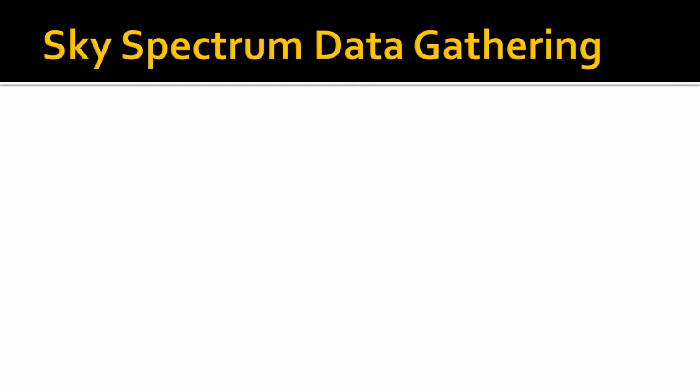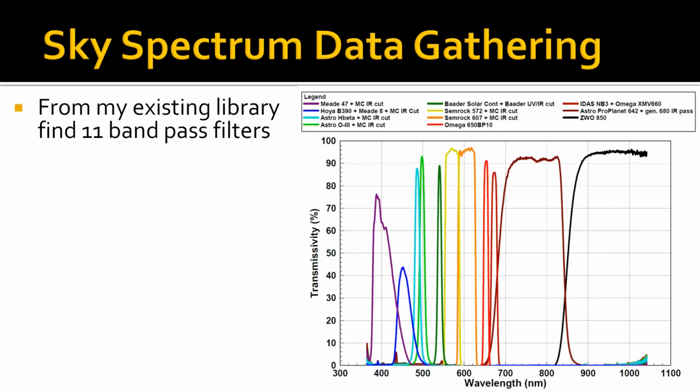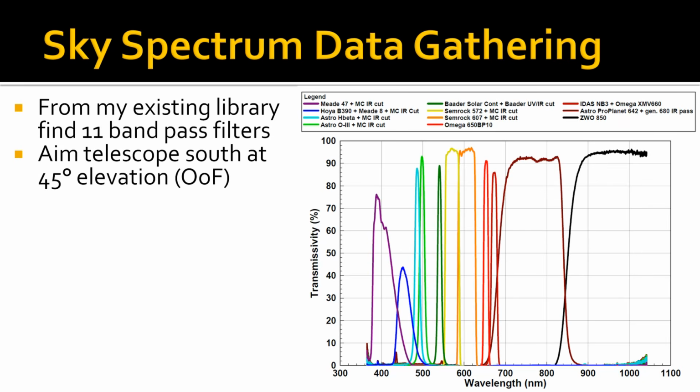The first thing I did was comb through my library of astronomical filters to come up with 11 different passbands, covering the spectrum from near ultraviolet to near infrared. The measured spectra of the 11 filter combinations are shown in the plot on the right. I then set up my 4-inch refractor and aimed it south at 45 degrees up, with the scope well out of focus in order to give a nice uniform image of the sky.